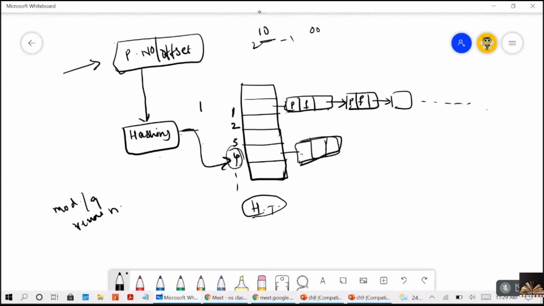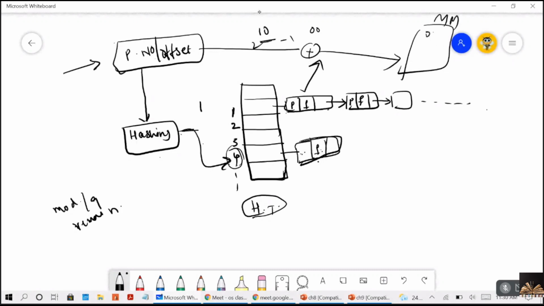Directly its frame number will be taken, and from there the offset will be added to this frame number, which will give the reference to your main memory, right? Now, by making use of the pointer, you will be searching in the linked list. If it is found in the linked list, it is valid. If not found, then it will be returned as an invalid address with a trap message.